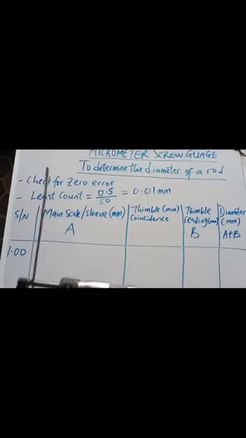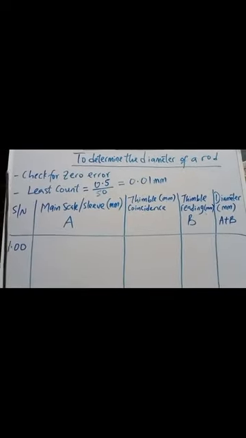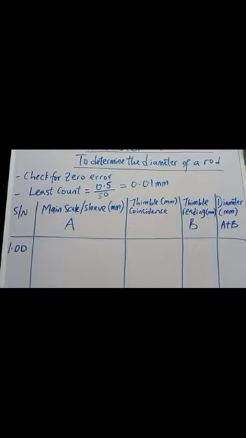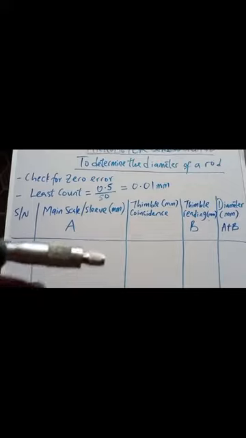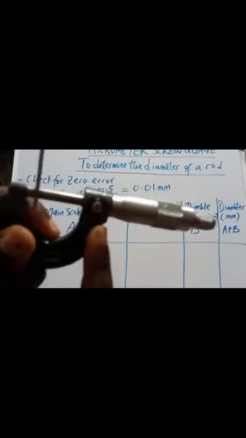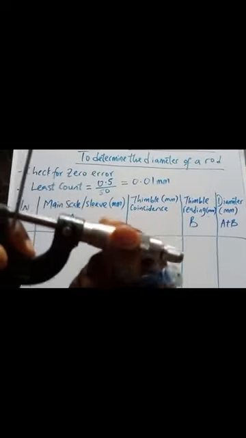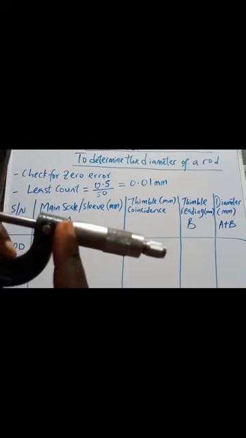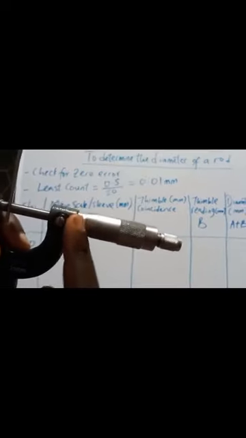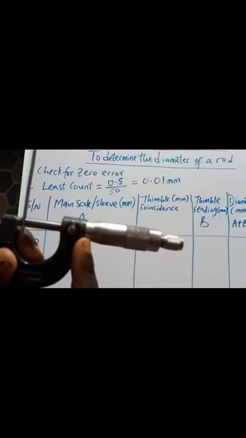That's 1.00. Don't forget, on your table you should have the same decimal places, that's why I included 1.00. So the next thing is to read the main scale. The first scale here is called the main scale, while this second one is called the thimble scale. Either we call it the main scale or we call it the sleeve. They mean the same thing.